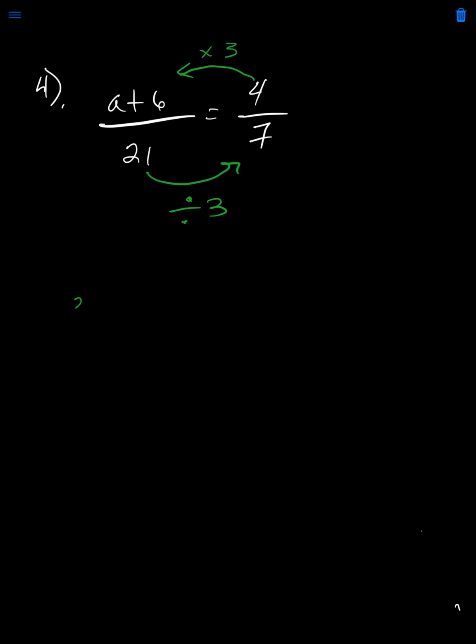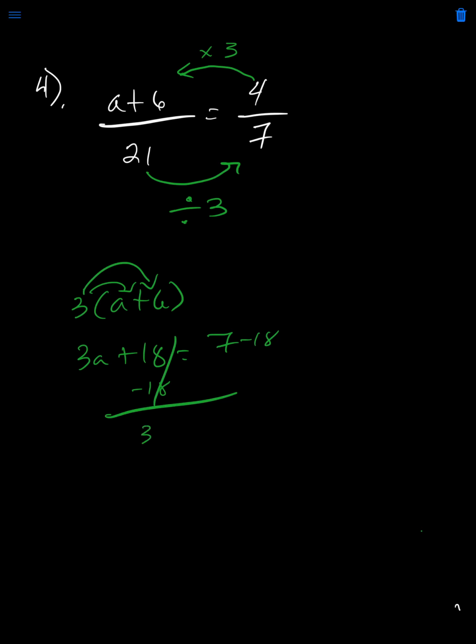So I'm going to divide by 3. 21 divided by 3 is 7. So I'm going to go the other way and multiply by 3 instead. So I'm going to do 3a plus 6, which is 3a, and 3 times 6 is 18, is going to equal, no, that's it. No, that's it. Like, you can't do anything more. Because, I mean, what is that equal to? 7?